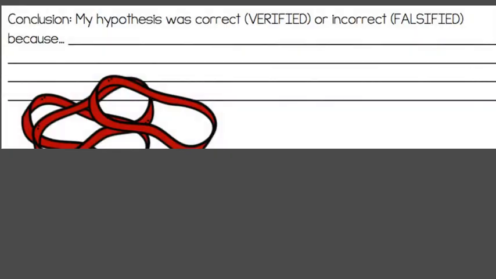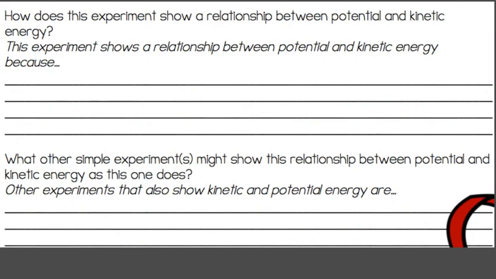Okay. So now, going to the next part of our experiment, you need to say, my hypothesis was correct and verified, or incorrect and falsified because, and explain how the data supports this. How does this experiment show a relationship between potential and kinetic energy? The experiment shows a relationship between potential and kinetic energy because, and this right here is the most important part of the experiment, the more I pull it back, the more I'm increasing the potential energy, right? This might not look like it has energy, but it's building up tons of that potential energy here. As soon as I let go, that's when it becomes kinetic. So it's going from potential, kinetic, right? Potential, kinetic.